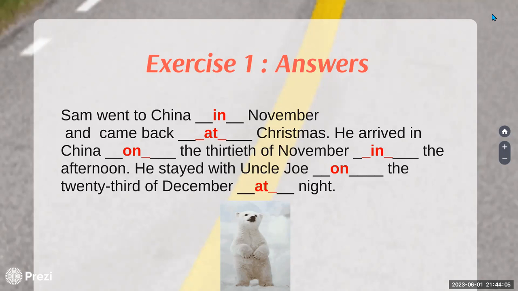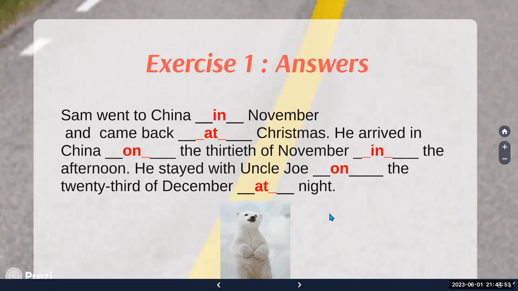Somebody else wants to read it? Alguien más? Mauricio, okay, Mauricio. Do it. Sam went to China in November and come back at Christmas. He arrived in the China on the 30th of November in the afternoon. He stayed with Uncle Joy on the 23rd of December at night. Okay, thank you.